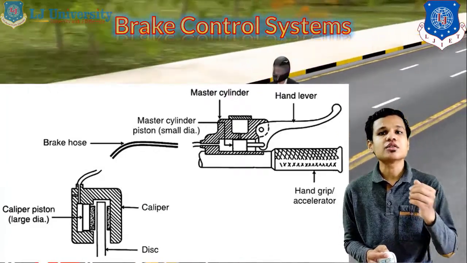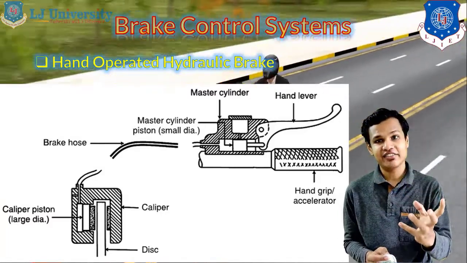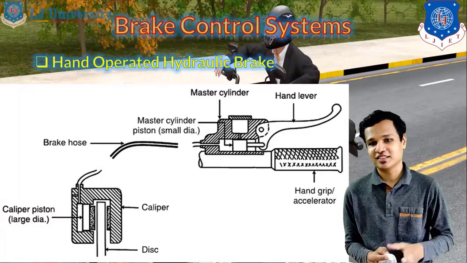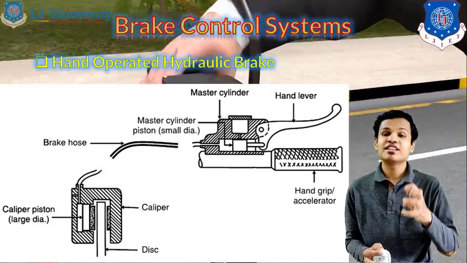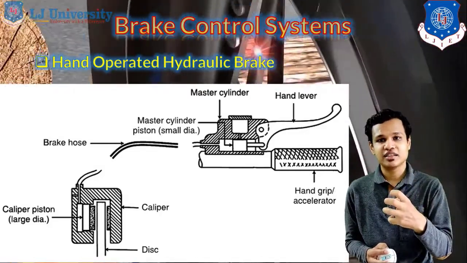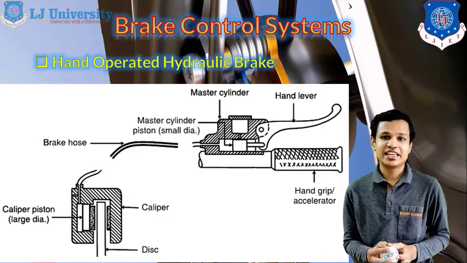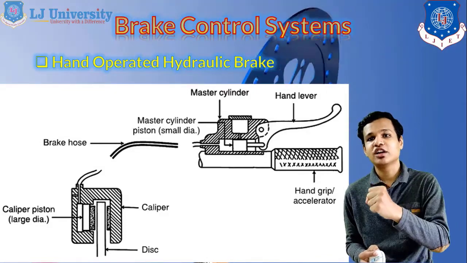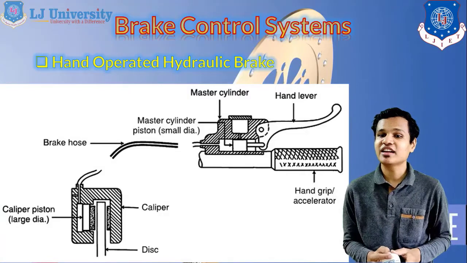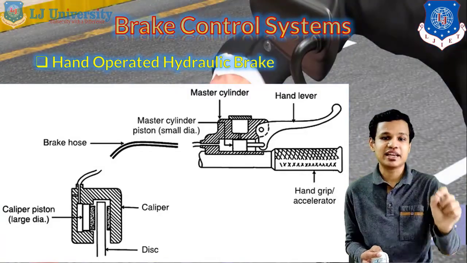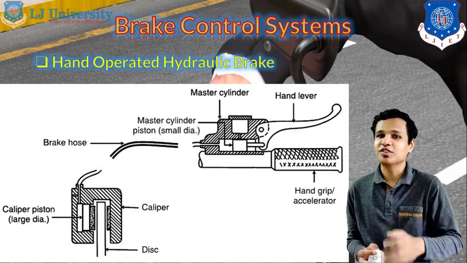Next is the hand operated hydraulic brake. In this case the hand lever is connected with a hydraulic system to operate the brakes. There is a very important component whenever we talk about the hydraulic brake, which is the master cylinder. The function of the master cylinder is to provide pressure to the hydraulic fluid used in the braking system, and that pressurized hydraulic fluid is supplied by the master cylinder. The master cylinder is connected with our hand lever. With that the brake lines go further and are connected with our caliper piston in case of the disc brake.